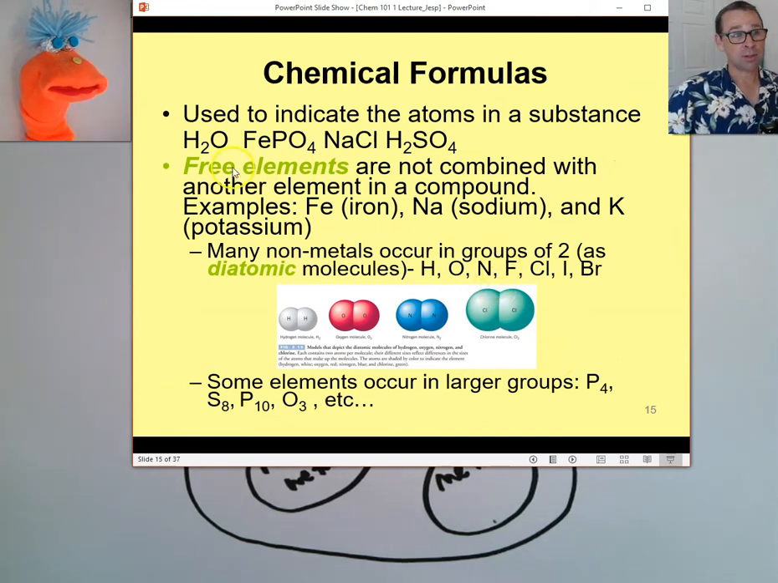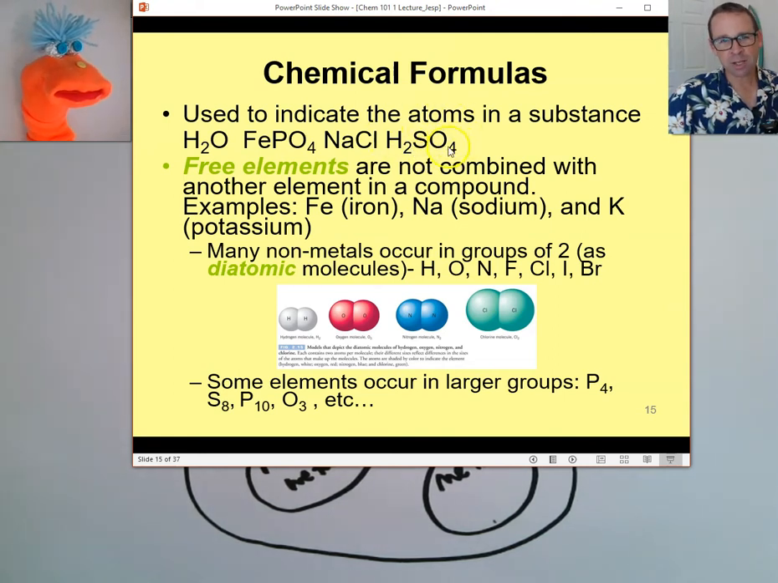Okay, so chemical formulas like H2O, FePO4, NaCl, H2SO4, we need to be able to know how many of the different kinds of elements are in these chemical formulas. So we need to be able to see, for example, in H2SO4, I have some hydrogens, I have some sulfurs, and I have some oxygens, and I need to know how many of each. Okay? Can you tell there how many hydrogens, sulfurs, and oxygens? 2 hydrogens, 1 sulfur, 4 oxygen. Okay, very good.